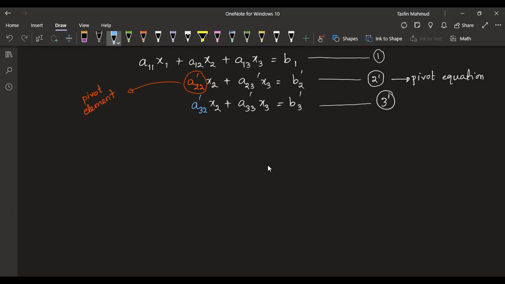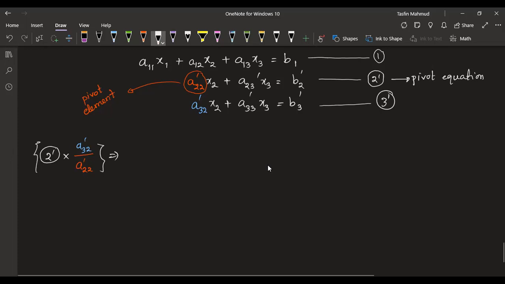So we will do the same thing. Take the pivot equation. Now the pivot equation is 2 prime. Multiply it with the term that you want to eliminate. We want to eliminate a32 prime, so multiply it with a32 prime. Divide it by the pivot element a22 prime, and let's see what happens.